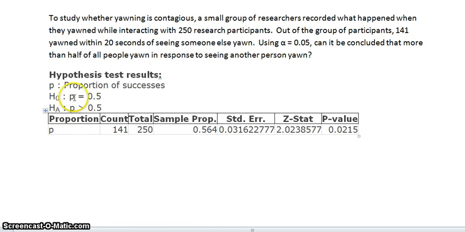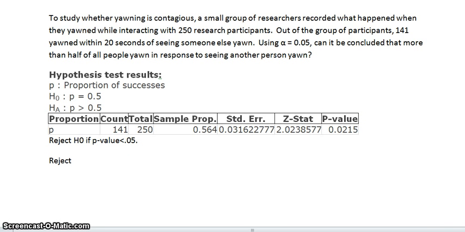So it gives us our hypotheses, and here it is important that we use the right symbol. This is P for proportion, not anymore mu for the population mean. So as always, we want to reject H naught if p-value is less than our alpha, which in this problem is 0.05. And in this case, our p-value is less than 0.05.